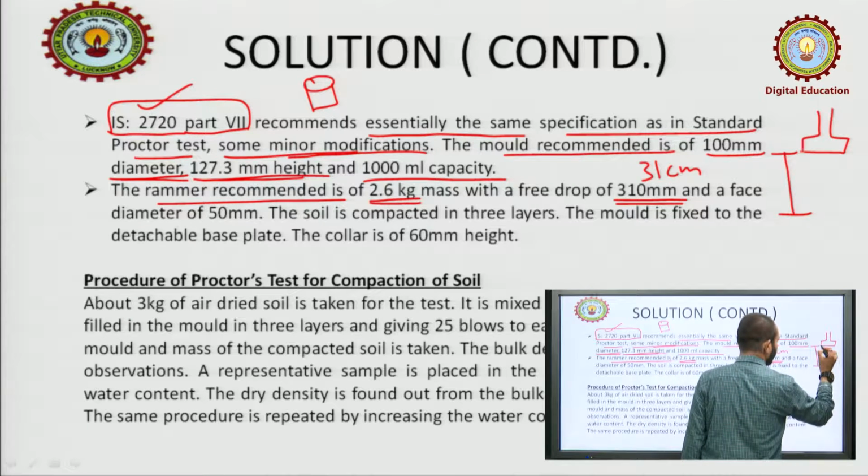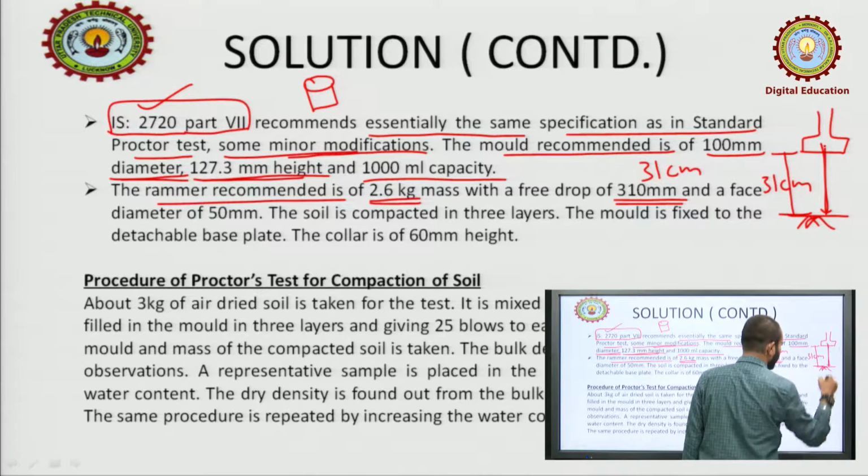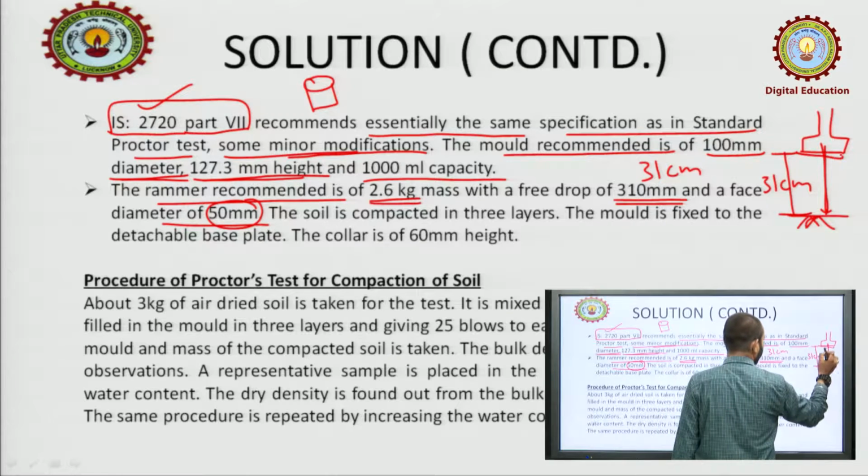If this is the rammer and this is the ground, then it has to go 31 centimeter above the ground, then it has to fall, again go 31 centimeter, then fall. And it has a 50 mm diameter. This is 50 mm.